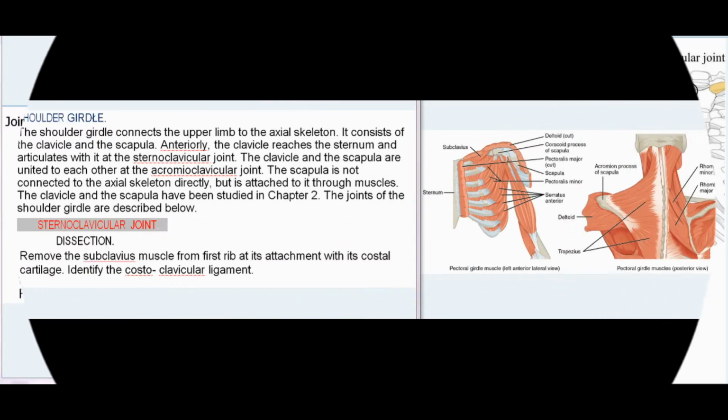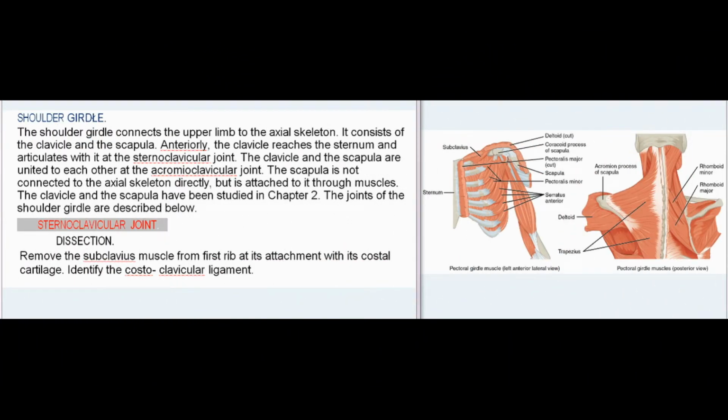Remember. Shoulder girdle. The shoulder girdle connects the upper limb to the axial skeleton. It consists of the clavicle and the scapula. Anteriorly, the clavicle reaches the sternum and articulates with it at the sternoclavicular joint. The clavicle and the scapula are united to each other at the acromioclavicular joint. The scapula is not connected to the axial skeleton directly, but is attached to it through muscles. The clavicle and the scapula have been studied in Chapter 2. The joints of the shoulder girdle are described below.